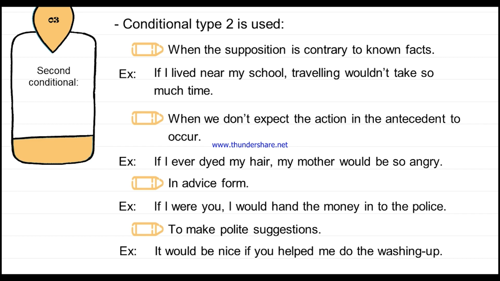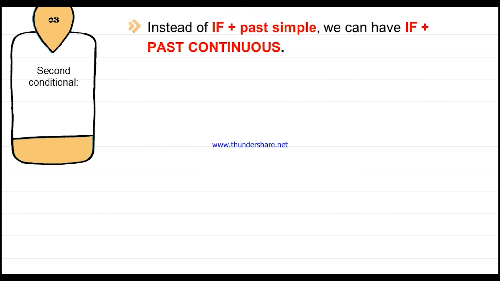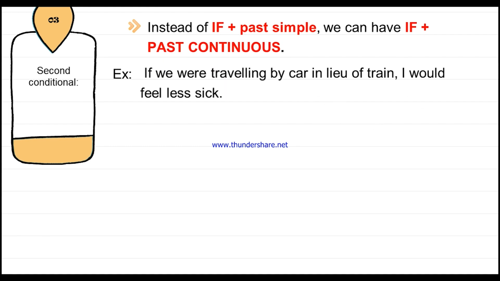So keep in mind that suggestions in type 1 are also polite, but they are less polite than in type 2. Then instead of if plus past simple, we can have if plus past continuous. For example, if we were traveling by car in lieu of train, I would feel less sick.